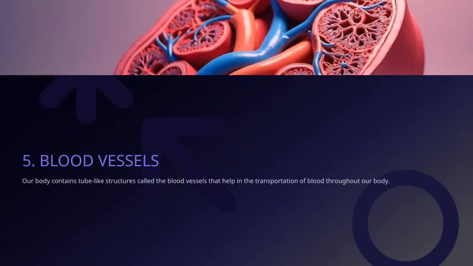Now, let's talk about blood vessels. Our body contains these tube-like structures that play a crucial role in keeping us alive. They are responsible for transporting blood throughout the entire body. Think of them as the body's own highway system, carrying oxygen and nutrients to the tissues and removing waste products. Understanding blood vessels helps us see how our circulatory system works together to support all our organs and systems. It's a vital part of the overall picture of how our body functions efficiently and keeps us healthy.